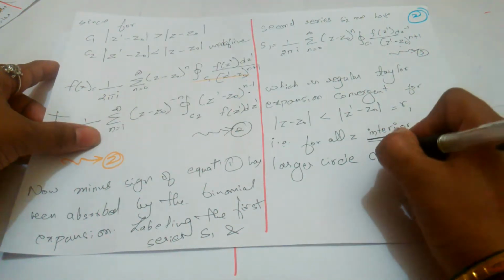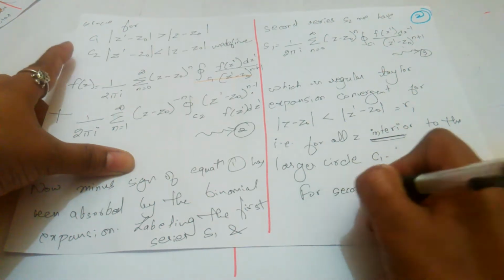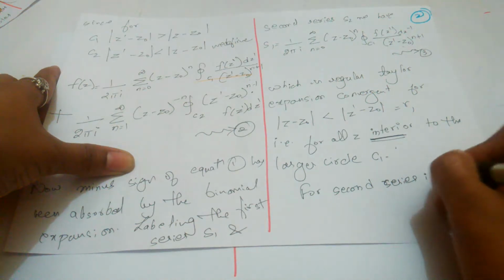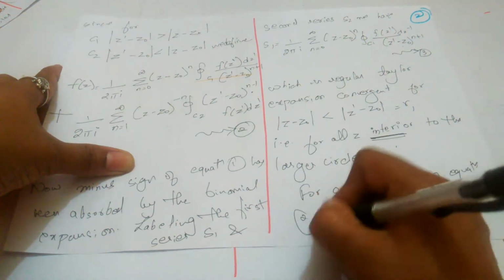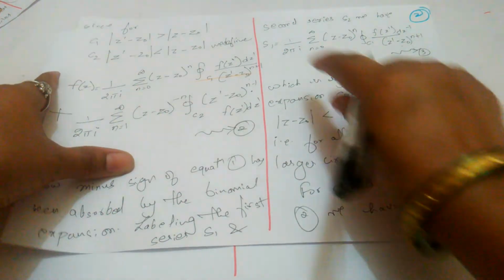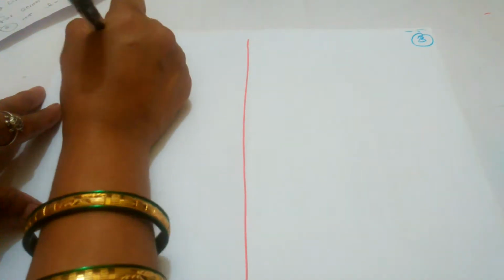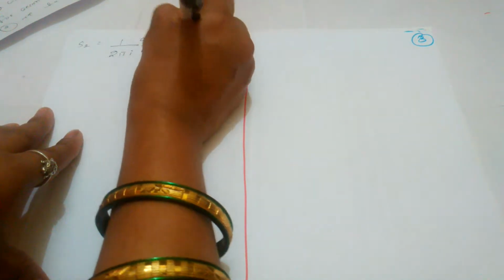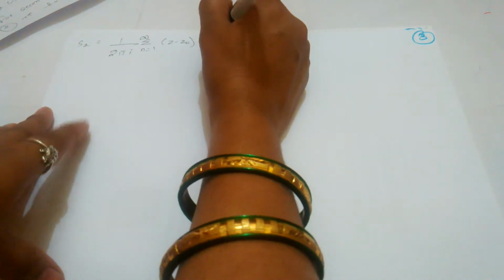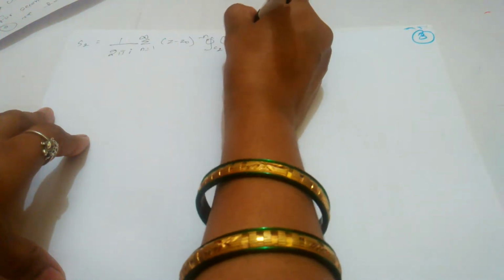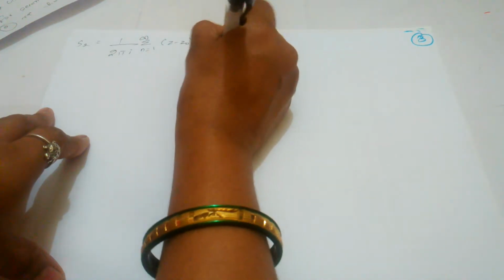to the larger circle C1. Okay, now for the second series in equation 2 we have the value of S2. So this one is S1, and we will write S2. S2 is equal to 1 upon 2 pi i, summation of n equals 1 to infinity (z minus z naught) to the minus n, closed integral over C2 of (z dash minus z naught) raised to n minus 1 into f of z dash into dz dash.